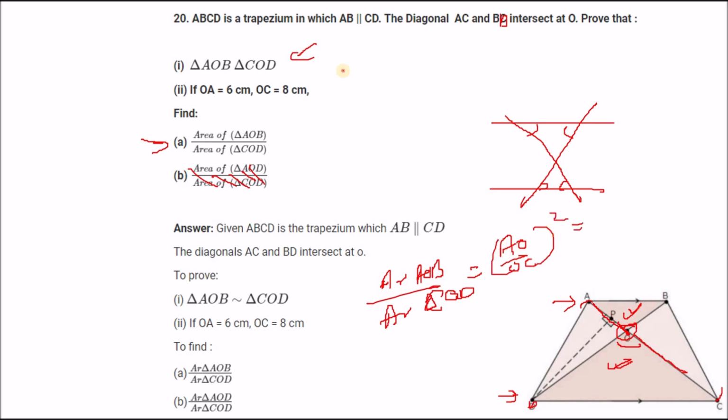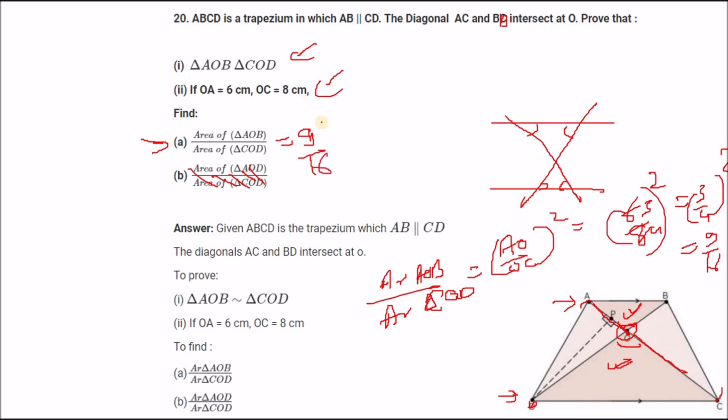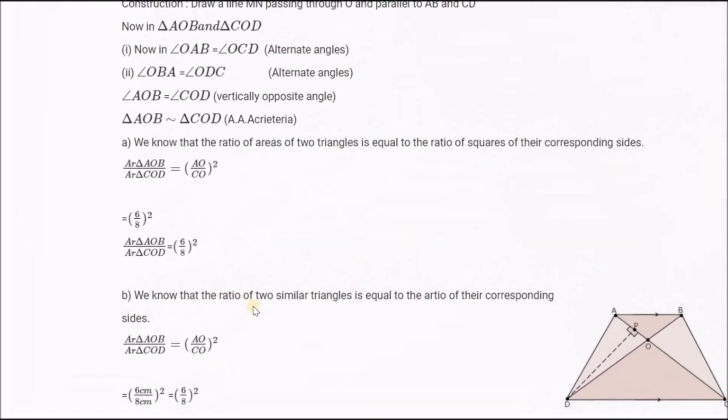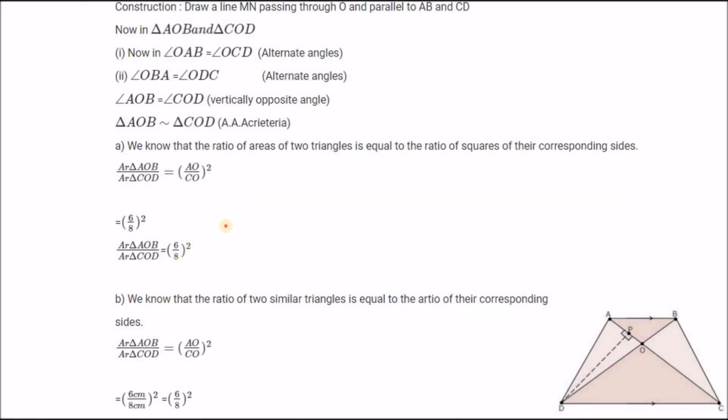In the question, it is given AO as 6 and OC as 8. So 2 3s are 6, 2 4s are 8. So this is 3 by 4 whole square, which is 9 by 16. So the ratio is 9 by 16. This is the answer. Every time, you need to simplify it also. That is why I have written 9 by 16.